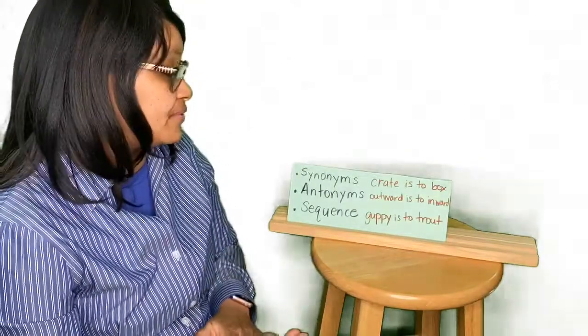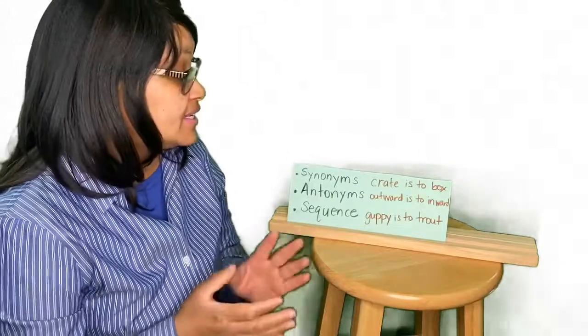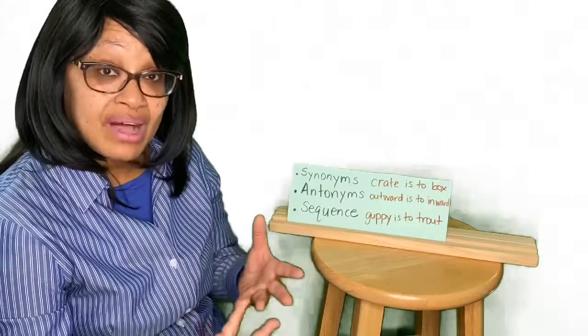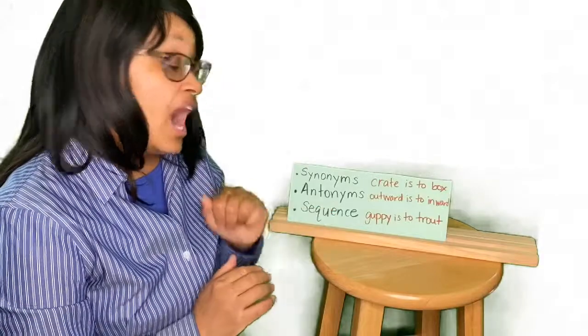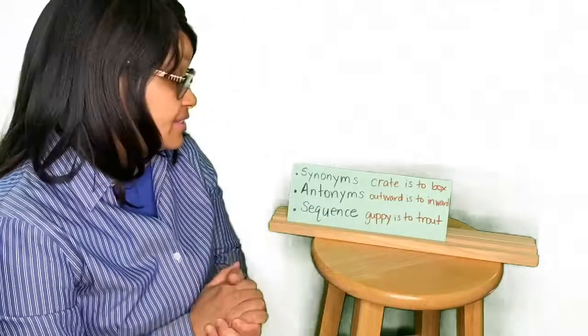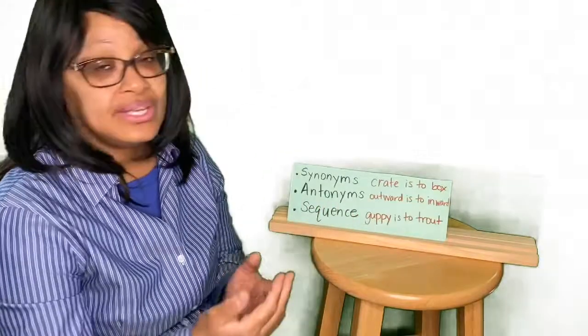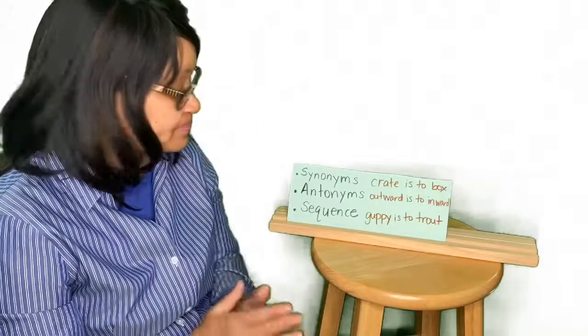So for example, for synonyms, it can look at similarities between ideas. So crate is to box. So crate is a type of box. It can also look at the opposites within ideas. So we can look at antonyms. For example, outward is to inward. So they're totally opposite concepts.